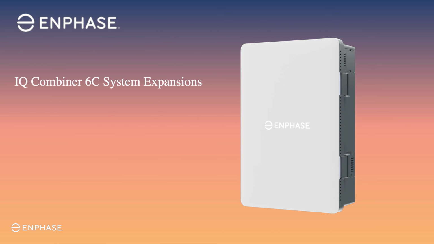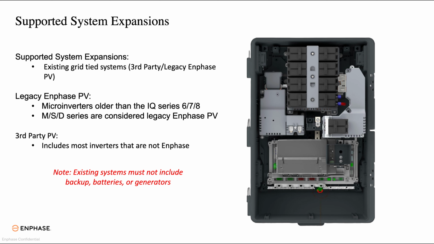In this video, you'll learn how to expand existing third-party or legacy Enphase PV systems using the IQ Combiner 6C. We'll review the key design and installation considerations required to ensure safe and reliable system operation. Supported system expansions include existing grid-tied systems using either third-party inverters or legacy Enphase PV.